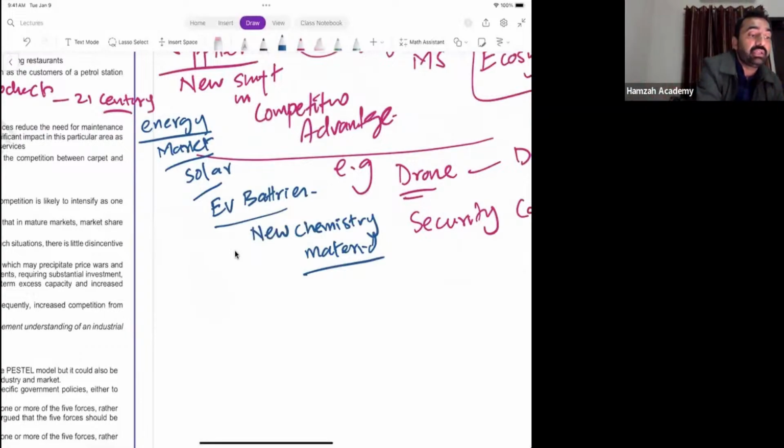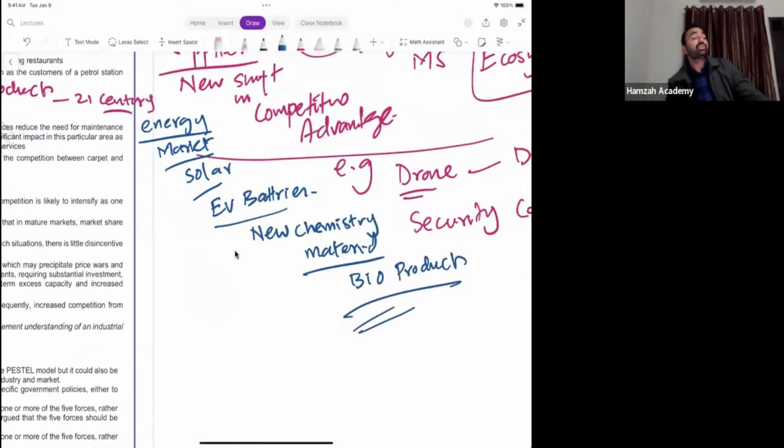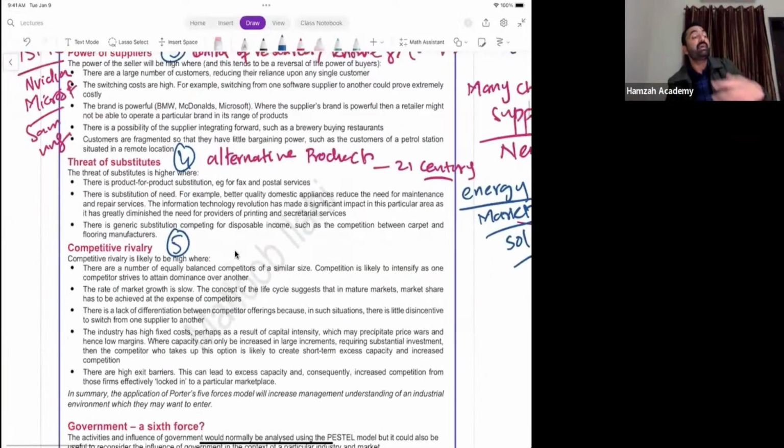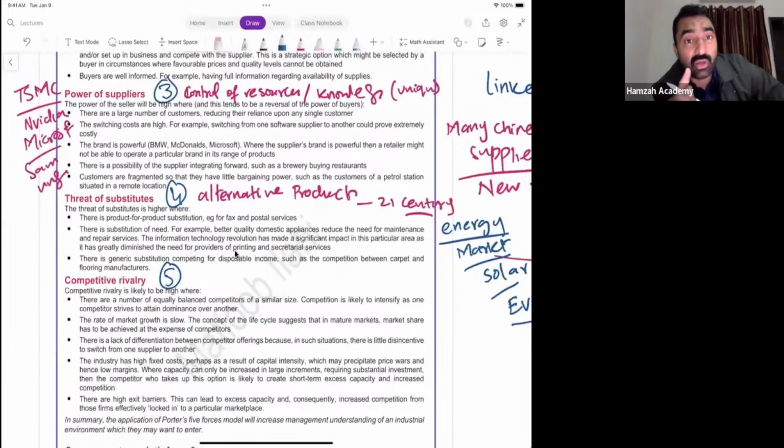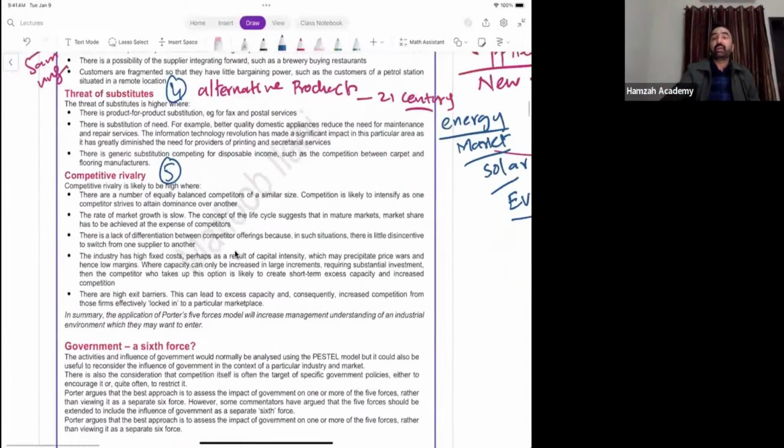I can give you the same example in bioproducts or organic products, etc. Okay, so in all these we are seeing a massive shift in the threat of substitutes. This threat is for established existing players, because new players, new startups are coming with new thoughts and new ideas. Okay, the last one is called competitive rivalry. Competitive rivalry is the rivalry among existing companies, existing players which are competing in the existing market.